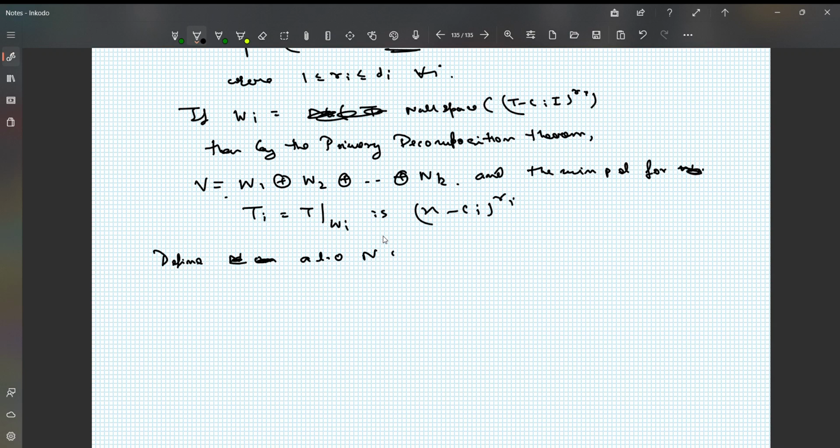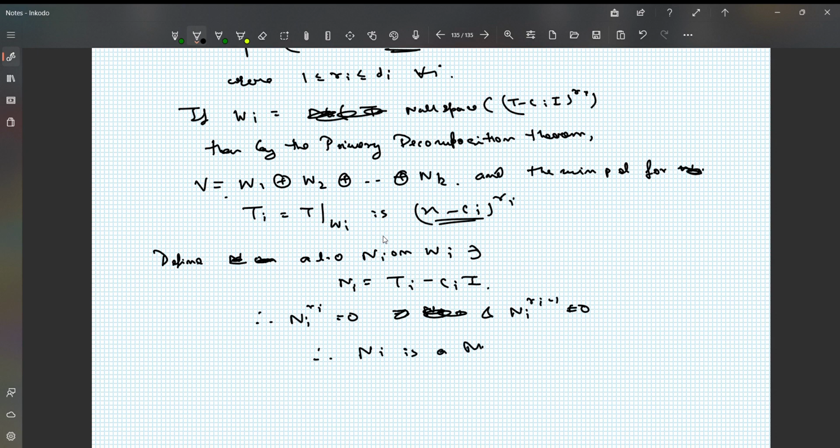So define a linear operator Ni on Wi such that Ni is equal to Ti minus ci. Clear? Now Ni is clearly nilpotent, right? So Ni to the power ri will be 0, because Ti minus ci whole to the power ri will be 0. That is the minimal polynomial exactly of the subspace Wi, and Ti is nothing but T restricted to Wi. So it's clear, right? Also, due to the fact that the minimal polynomial is of this form, Ni to the power ri minus 1 is not equal to 0, so Ni is a nilpotent operator for sure. Clear?